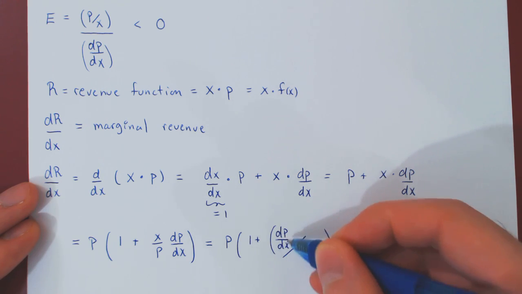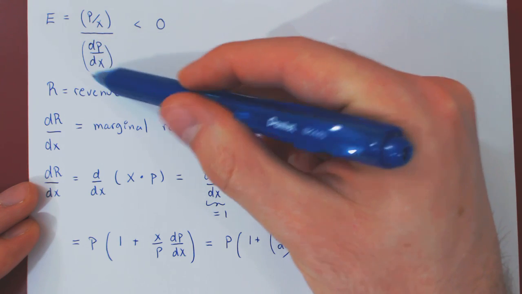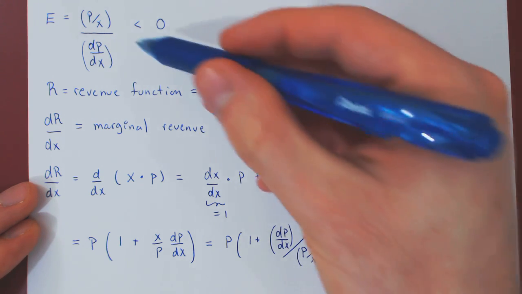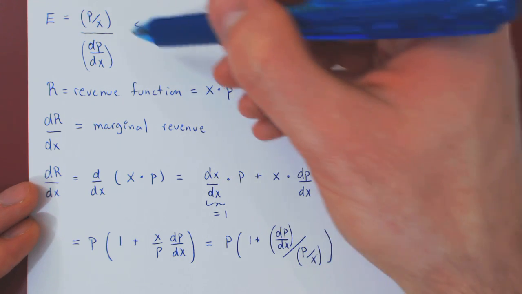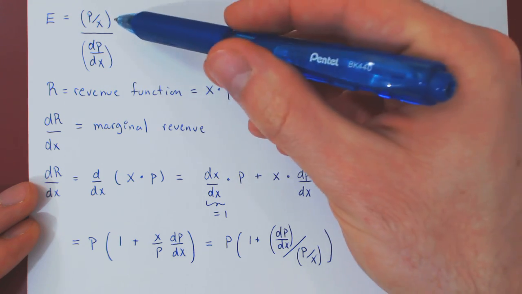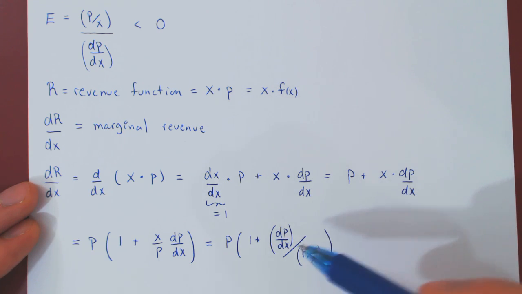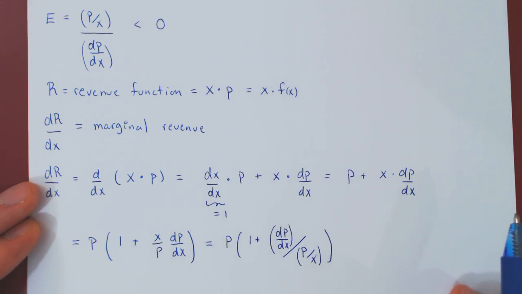Well, here's why it's interesting. dP over dx over P over x. So you see, this is nothing but the inverse, the reciprocal, of the price elasticity of demand. P over x over dP over dx, versus dP over dx over P over x. So this is nothing but the reciprocal of E, therefore 1 over E.